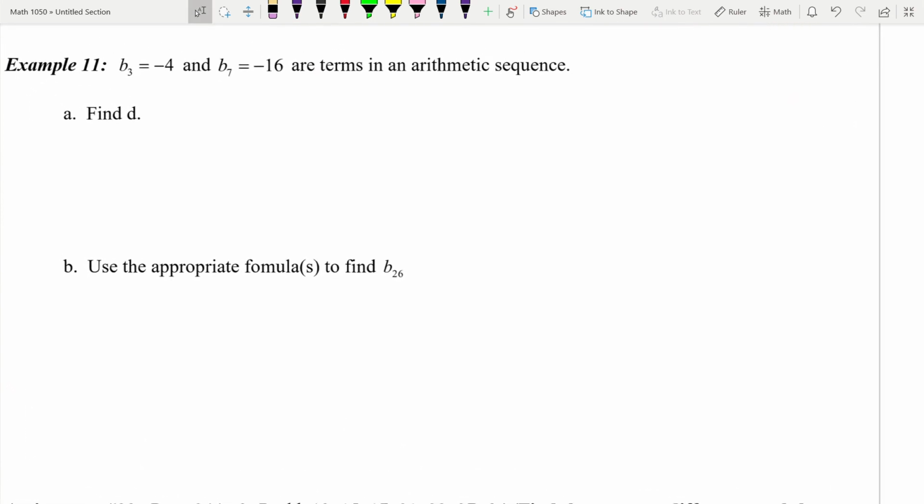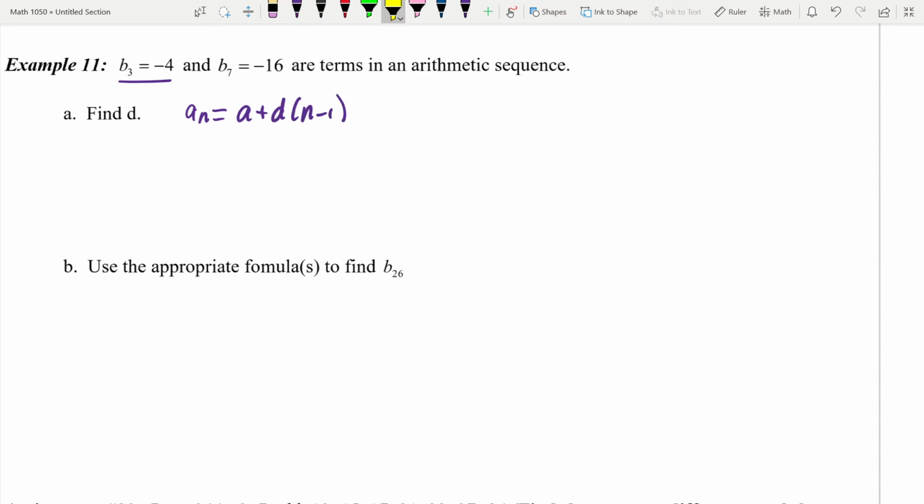Same kind of idea. The 3rd term is a -4, the 7th term is a -16, find the common difference, okay? Now, I know it's weird that that is not a sub 3. Just know that it could be called a sub b or c, anything. It just can't be called an S, because S stands for sum, okay? So this is a specific term. So your formula is a sub n equals a plus d times n minus 1.